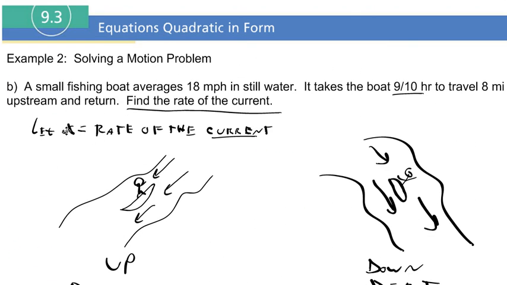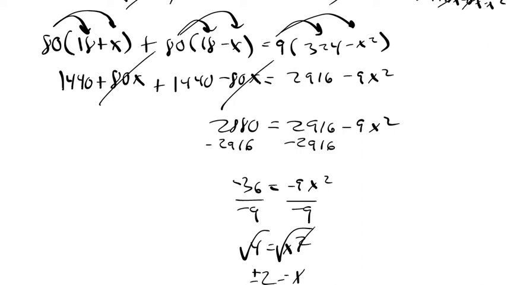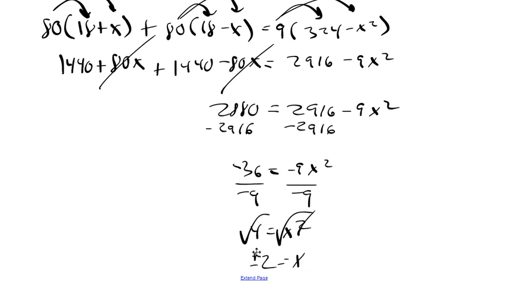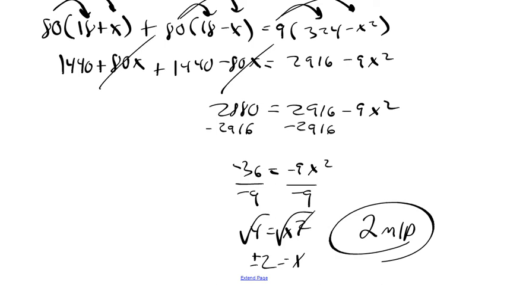Now let's go back and read the problem again so we know what we found. Since we let x equal the rate of the current, we're supposed to find the rate of the current. Does it make sense to have a negative answer for a current? It doesn't make sense, right? We don't have negative currents. They're always positive. You could say that one's faster or slower, but we don't have negative. So basically, the only answer is 2 miles per hour, not negative 2 miles per hour.